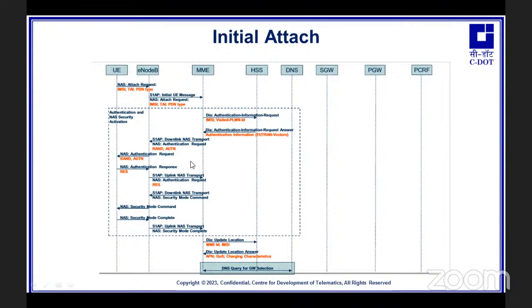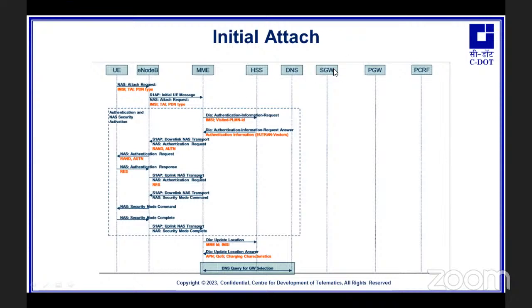Once authentication is okay, the MME sends an update location. Here the HSS tells the MME whether the subscriber is prepaid or postpaid, and what QoS is defined for that particular subscriber. Everything the HSS will tell the MME. Once it gets the QoS and all this subscriber information, the function of the MME is to select a particular S gateway or P gateway, right?